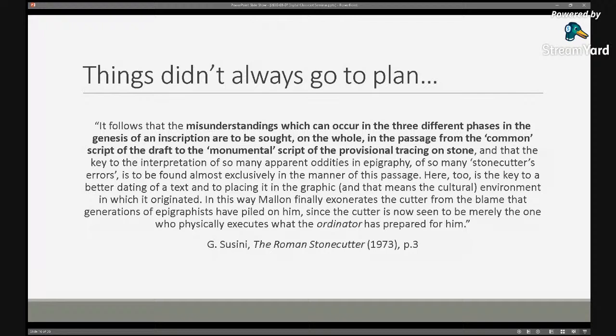It's worth thinking about the fact that what we think of as a stonecutter's error is not always a stonecutter's error, and this has been pointed out by various people at different times. Misunderstandings can clearly occur in several parts of the process, and we shouldn't always be too quick to blame the stonecutter themselves, because there was a planning process that lay behind the creation of these texts.